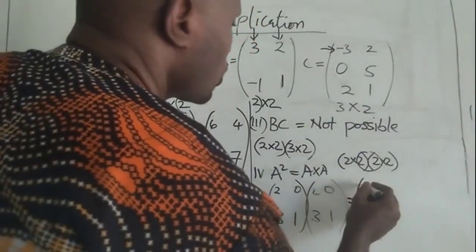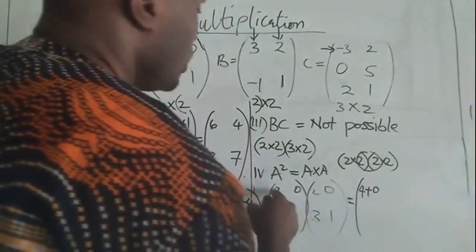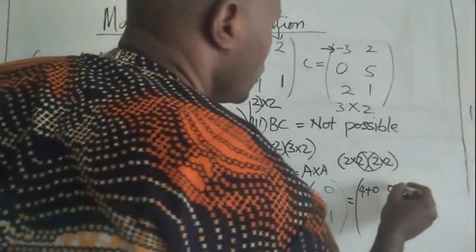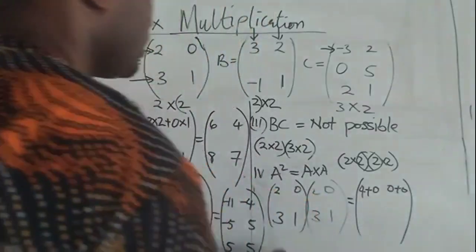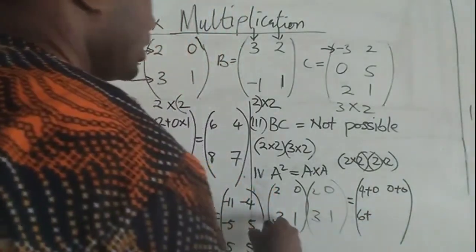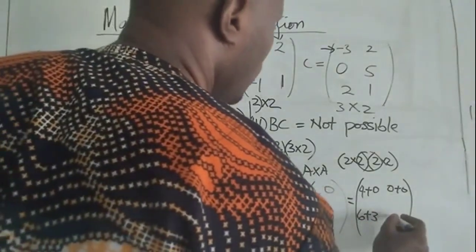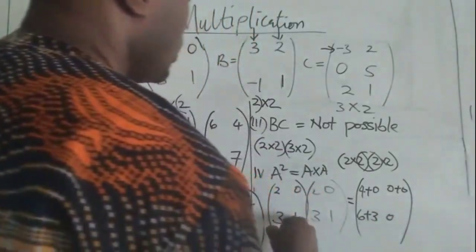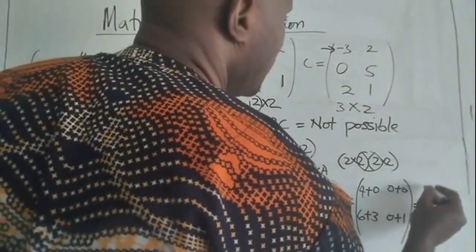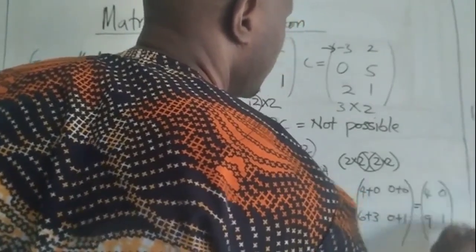2 times 2 will give us 4. 0 times 3 will give us 0. 2 times 0 will give us 0. 0 times 1 will give us 0. 3 times 2 will give us 6. 1 times 3 will give us 3. 3 times 0 will give us 0. 1 times 1 will give us 1. So finally, the resulting matrix is 4, 0, 9, 1.